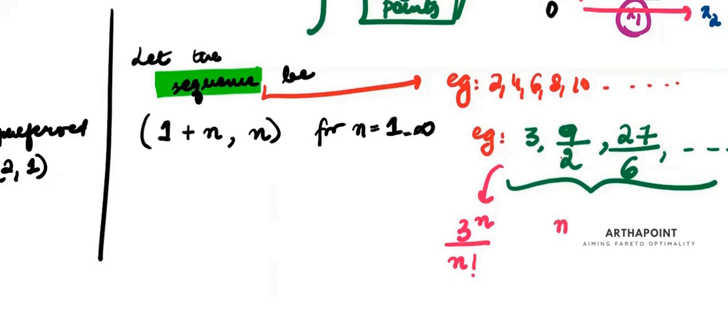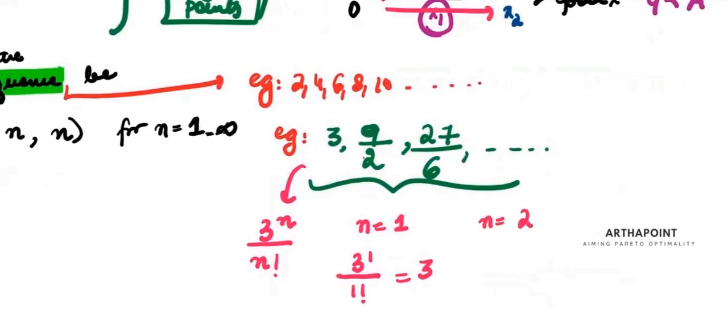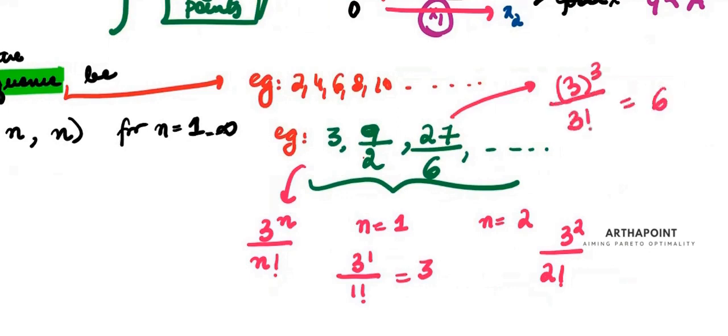How? If I put n equal to 1, I will get 3 to the power 1 upon 1 factorial, which is 3. If I put n equal to 2, I will get 3 to the power 2, which is 9, upon 2 factorial, which is 2. If I put 3, I will get 3 to the power 3 upon 3 factorial. 3 factorial is 6, 3 to the power 3 is 27, and so on.